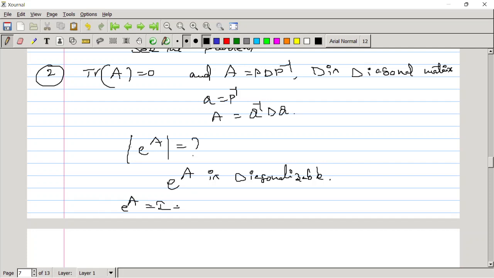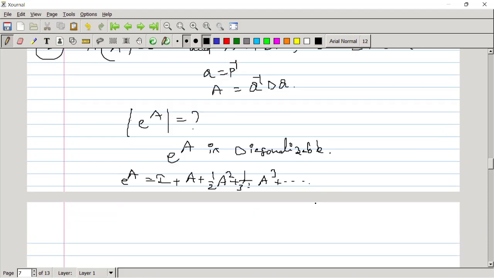So we have that e power A equals I plus A plus 1 by 2 A square plus 1 by 3 factorial A cube plus and so on. Here all the matrices in this summation, I, A, A square, A cube, are diagonalizable. So we can say e power A is also diagonalizable.